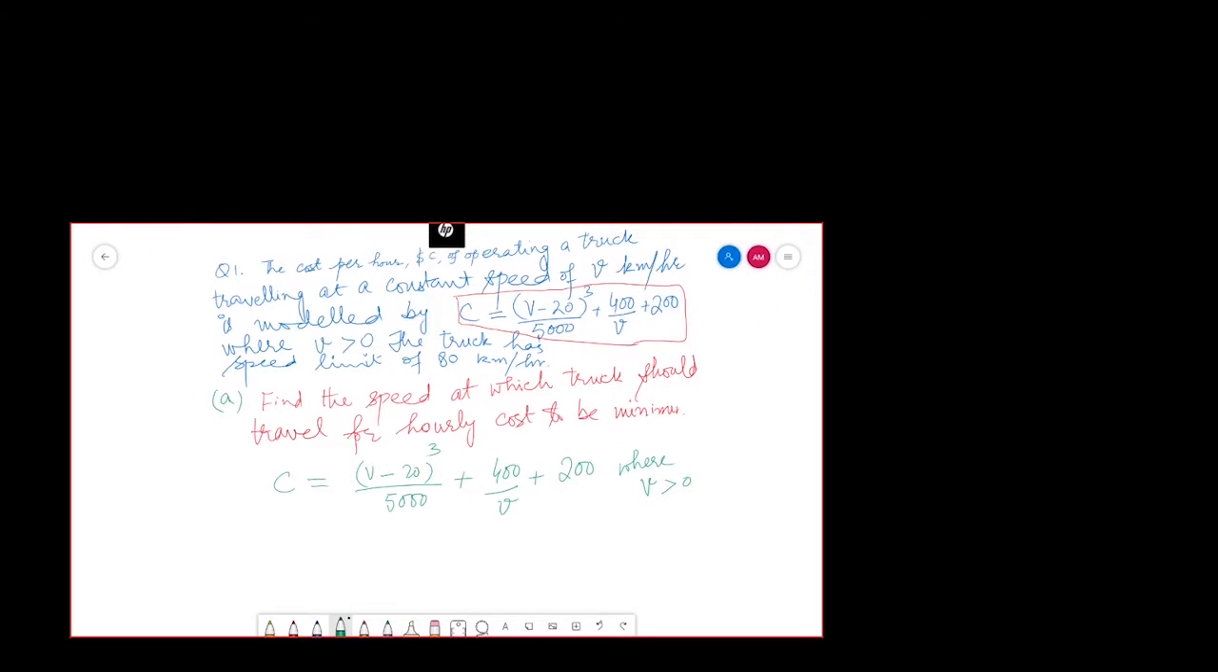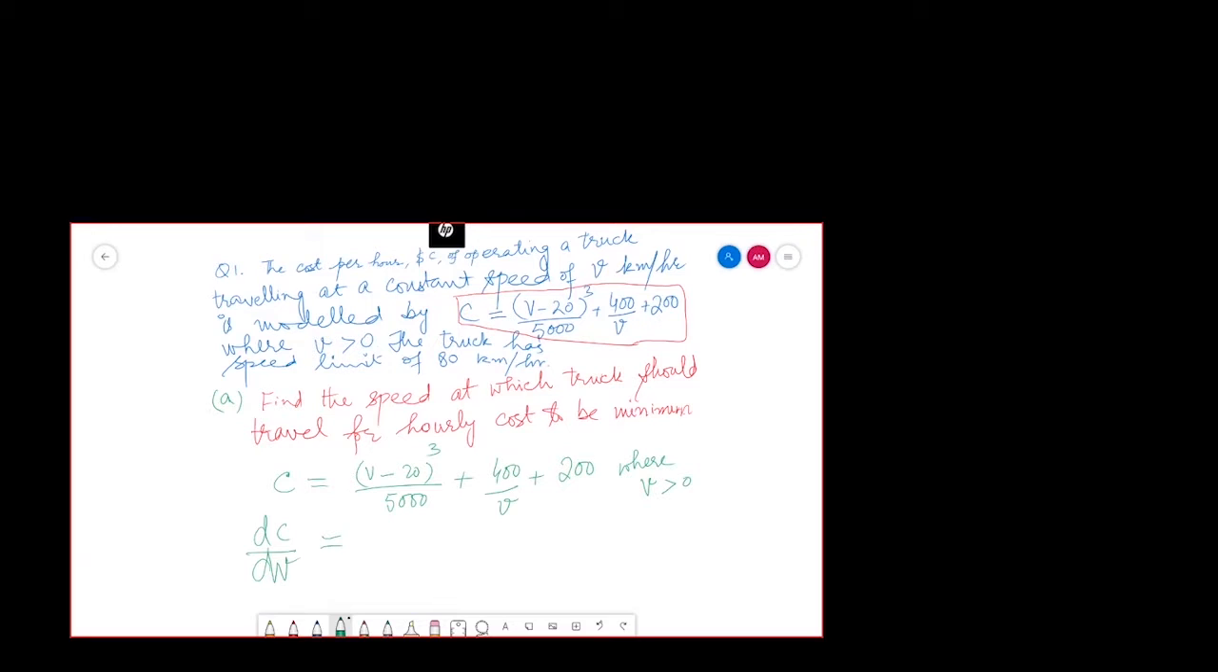Sure. First of all, we have to find the first derivative of this equation, C, the cost. So you will find dC upon dv. Very nice, dC upon dV.